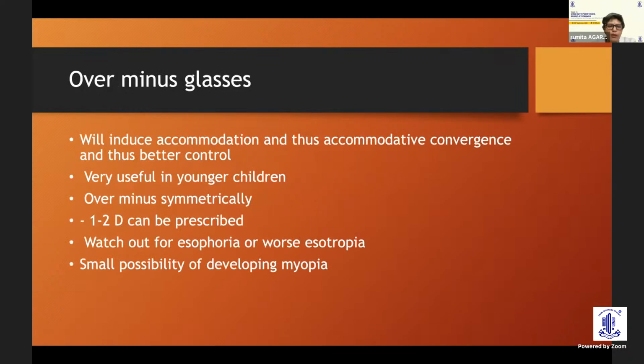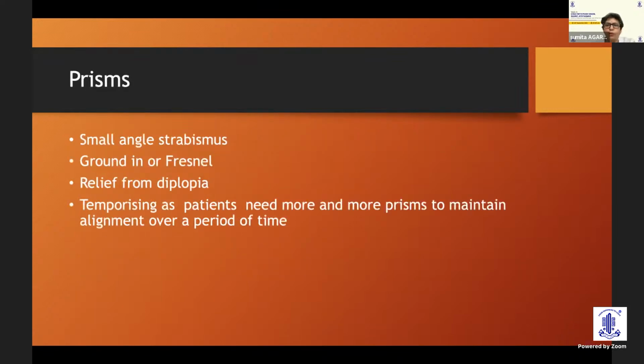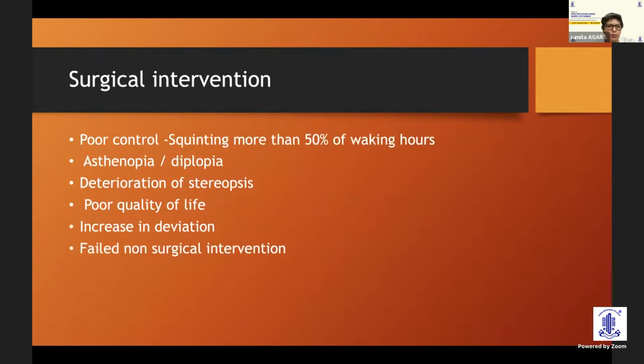As I said, over minus glasses up to 1 to 2 diopters can be prescribed, usually symmetrically. Very useful in younger children if they have poor control. But watch out for esotropia or worsening esotropia, because that can lead to amblyopia. And as I mentioned earlier, a small possibility. Small angle strabismus: prisms can be tried, both ground-in prisms as well as Fresnel. They give relief from diplopia, but again, more or less a temporary method in large angle squints.